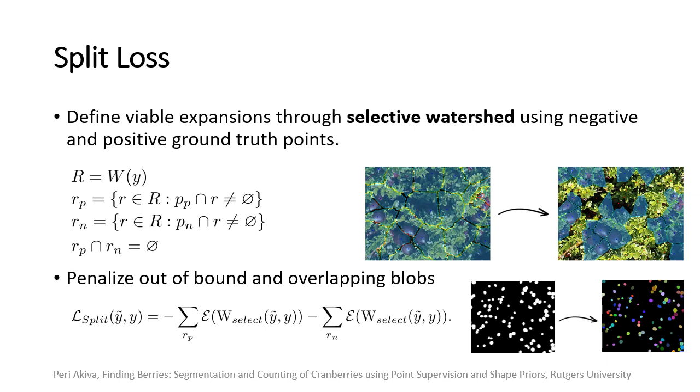R can be separated into positive regions, noted as R sub P, which correspond to positive points, and negative regions, noted as R sub N, which correspond to negative points. You can see on the right the difference between the classical watershed and the selective watershed output. This dramatically narrows down pixels of interest for given cranberries. We then use those regions to ensure separability of cranberry instances by penalizing predictions outside of the set of positive regions.